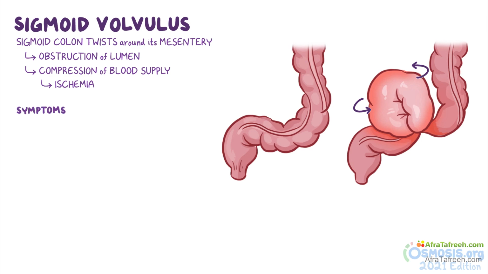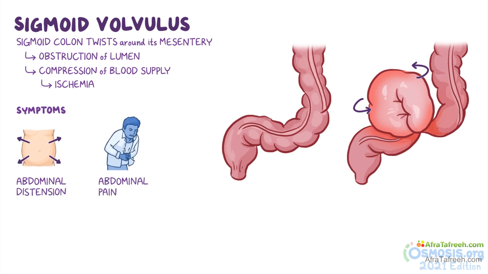Symptoms of sigmoid volvulus have an insidious onset and include abdominal distension and progressive abdominal pain, and eventually signs of obstruction, such as nausea and vomiting.